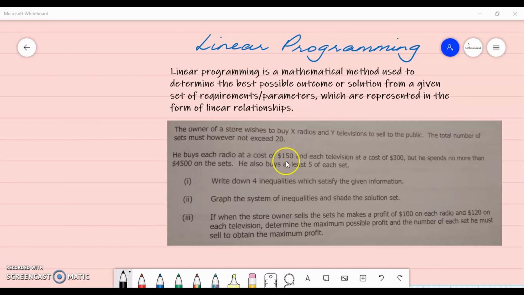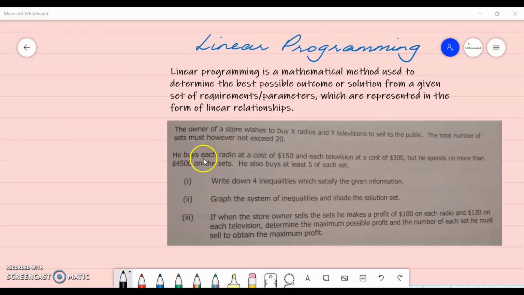So here I have one of the questions taken from a CXC book. The owner of a store wishes to buy X radios and Y televisions to sell to the public. Okay, so we know that the number of radios and the number of televisions is unknown, right? They used X and Y to tell us the number of radios and televisions. The total number of sets must, however, not exceed 20. Now, what that simply means is that the total number of radios and televisions put together cannot cross 20, right? So it could be 20 or less.